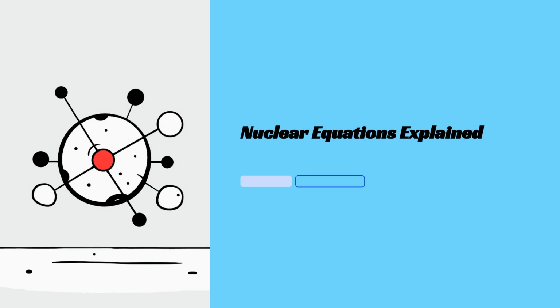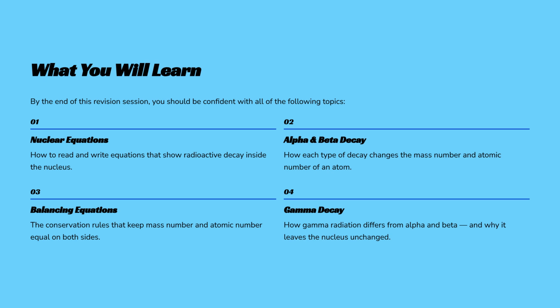Welcome to this video on nuclear equations, a key topic in your GCSE Physics revision of atomic structure. In this video, we will cover the basics of nuclear equations, explore alpha and beta decay, discuss how to balance these equations, and look at the unique characteristics of gamma decay.